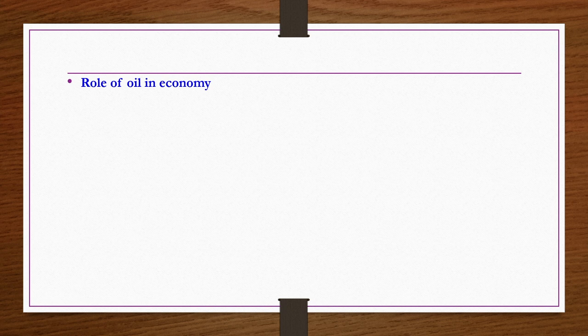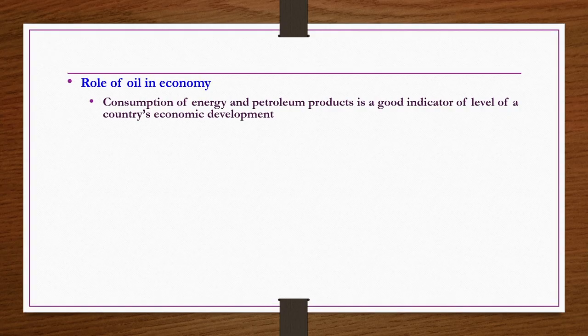Now, quickly we see the role of oil in the economy. How much energy is available and how much energy is consumed per capita, or per head, will give you a true picture of the status of a country, how good it is economically. That depends strongly on energy, and obviously oil is the major part of the energy. Energy may come in different forms: coal, electricity, nuclear resources, energy from oil and crude sources, etc. So one has to see how much energy is being produced and consumed. That gives an indication of how well established the country is economically. Consumption of energy and petroleum products is a good indicator of a country's level of economic development.